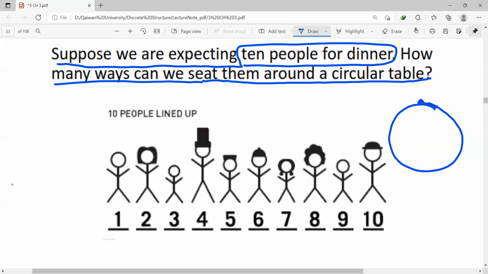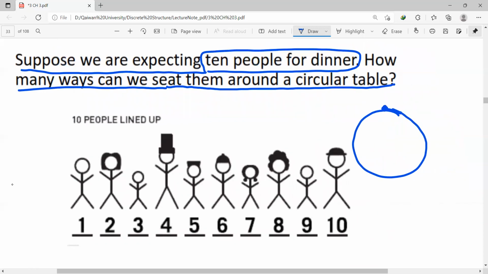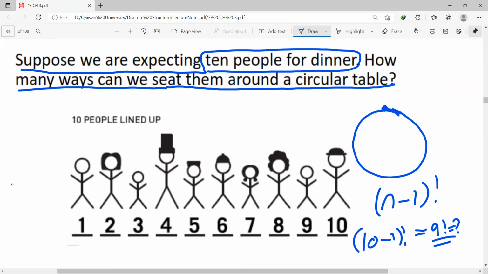Okay, look, here we have 10 people and we want to sit these 10 people at a circular table. So how many ways do we have? We said any arrangement on a circular table is n minus 1 factorial. So what's n here? n is 10 people. So 10 minus 1 factorial, which is 9 factorial. So here we have 9 factorial ways to sit 10 people at a circular table.